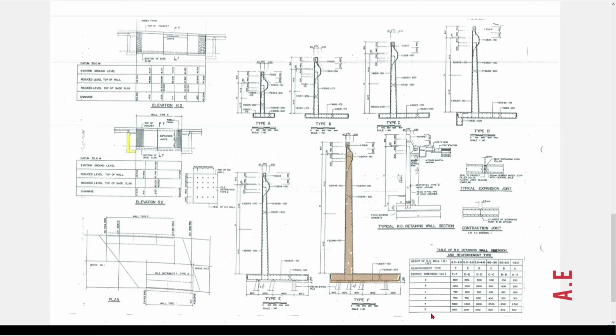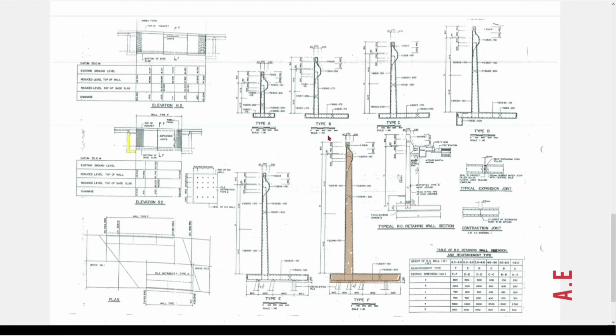These are the information of the reinforcement as well as the height provided in this table shown here on the right hand corner, and detail of the reinforcement for type A until type F are also shown here.